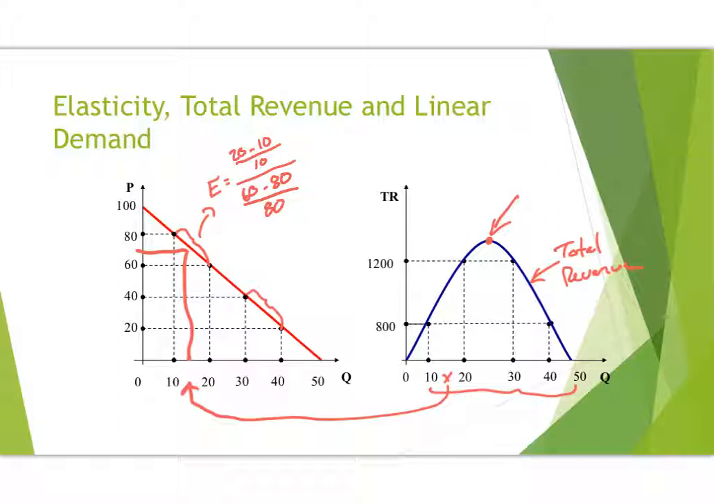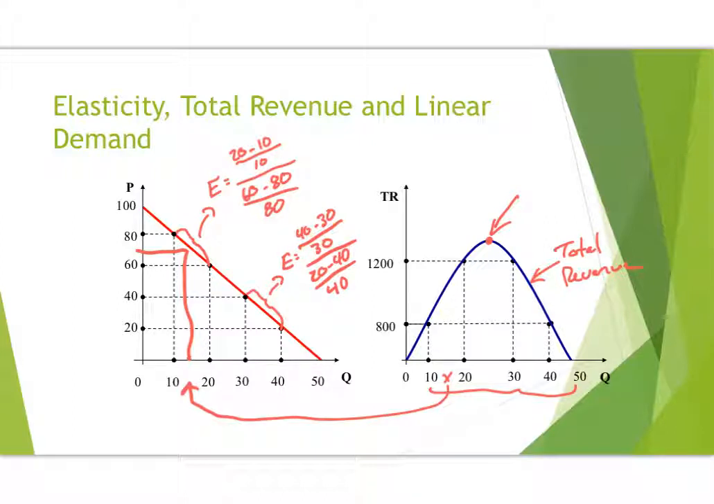Down here, at this other point, we're going to get elasticity equals the change in quantity, 40 minus 30, divided by where we started, 30. And then the change in price, 20 minus 40, divided by where we started, which is 40. Okay, now while the slope is the same, these are going to give us very different elasticities at these different points.